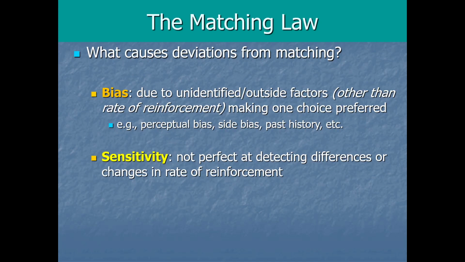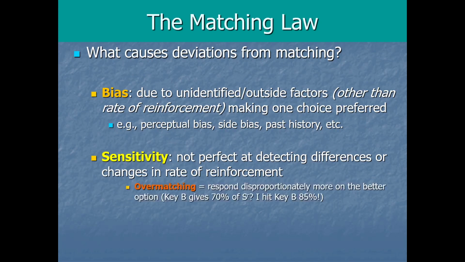So since we can't perfectly detect the rate of reinforcement, obviously our behavior won't match it perfectly, even if the matching law is really describing how choices are made, right? With sensitivity, one way this could go would be something we call overmatching, meaning you respond disproportionately more on the better option, and that's good. You want to respond more on the better option, but disproportionately more means you're overshooting it, right?